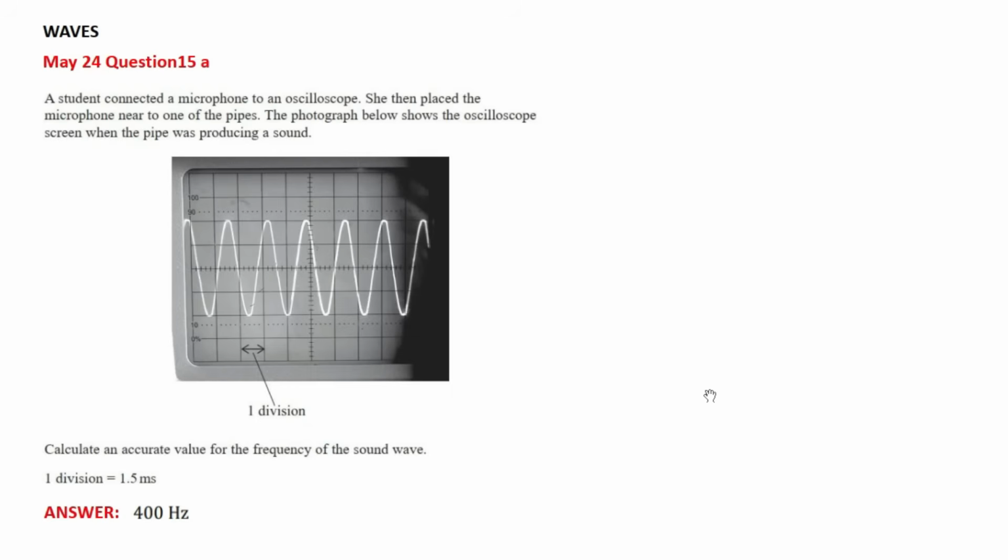So the next question is from May 24, question 15. A student connected a microphone to an oscilloscope. She then placed the microphone near to one of the pipes. The photograph below shows the oscilloscope screen when the pipe was producing a sound. Calculate an accurate value for the frequency of the sound wave. Guys, this is nothing new. Don't be alarmed. This is something you have been seeing from your IGCSEs.